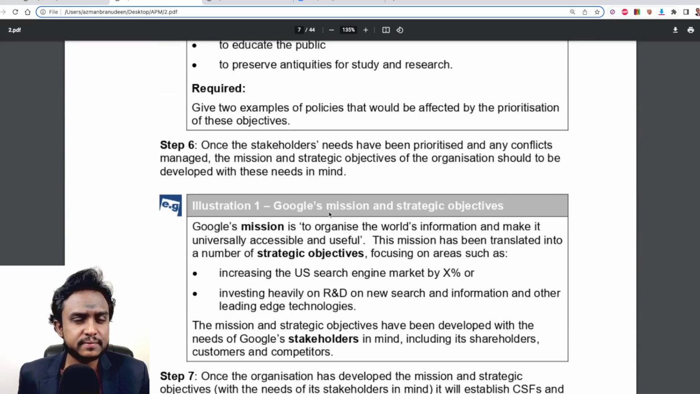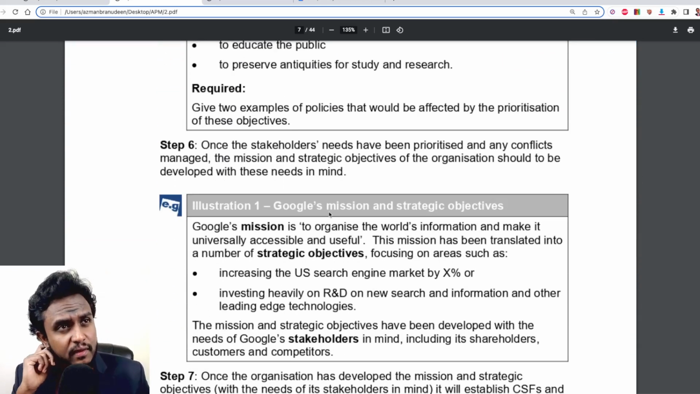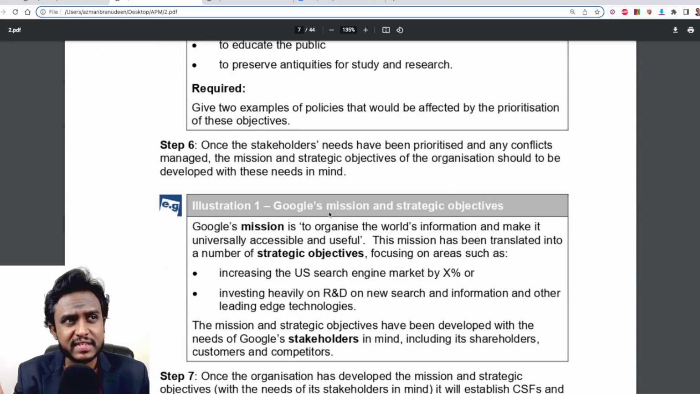In addition to that, as you progress, the sixth step outlined here is that once the stakeholders' needs have been prioritized and any conflicts managed, the mission and strategic objectives of the organization should be developed with these needs in mind. It's not necessarily developed, but it's really a refresh, right? You need to take a look at what your vision and your objectives are to see if they are in line with your understanding of stakeholder needs. And if they are not, if you see certain gaps, you can address them.